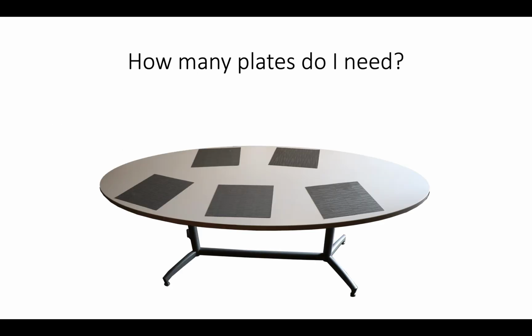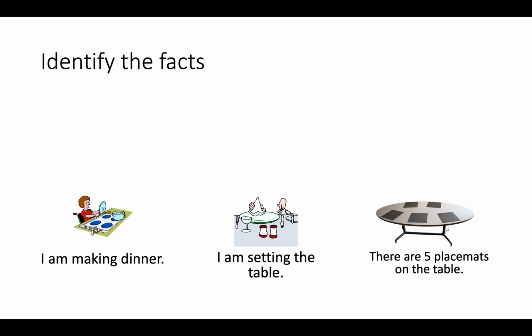I'm setting the table. There are 5 placemats on the table, 1 for each person eating dinner. How many plates do I need? Identify the facts. Ask, what do I know? What are the facts? I'm making dinner, I'm setting the table, or there are 5 placemats on the table. Let me think. I'm setting the table, not making dinner. There are 5 placemats on the table.